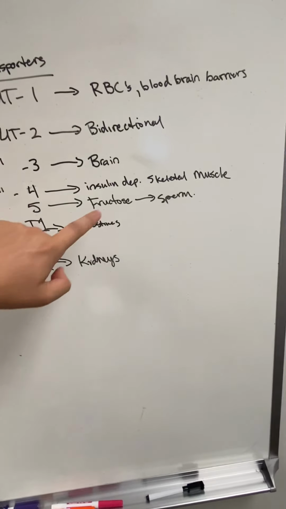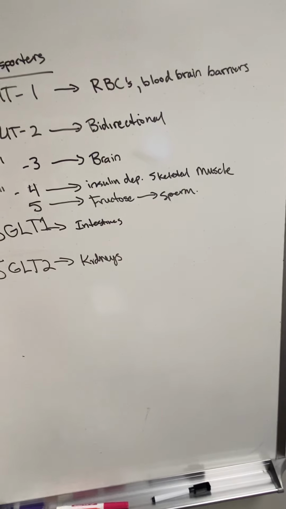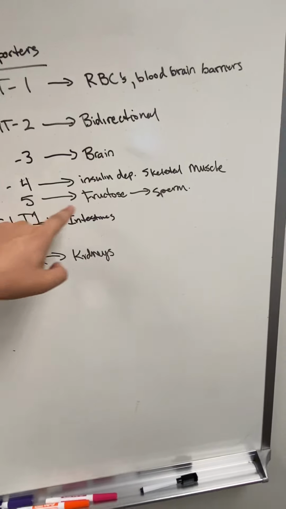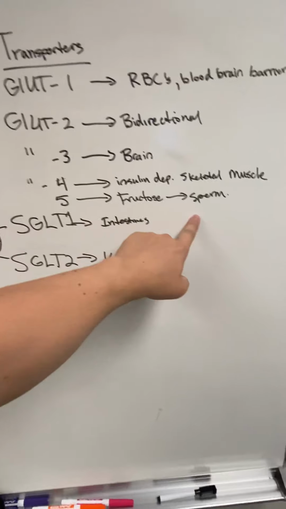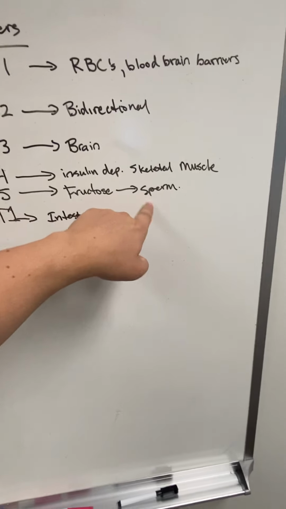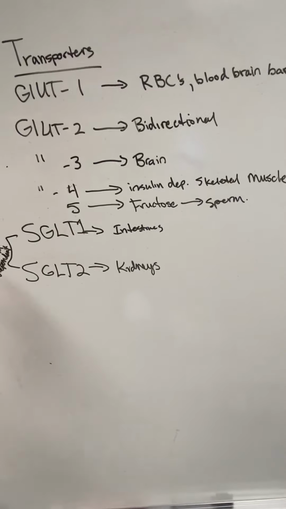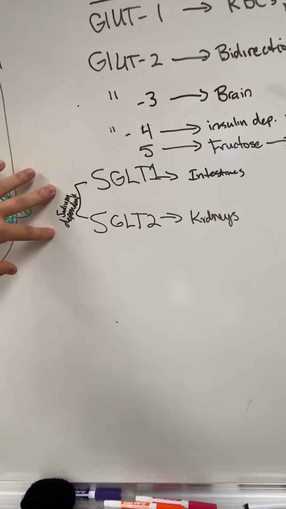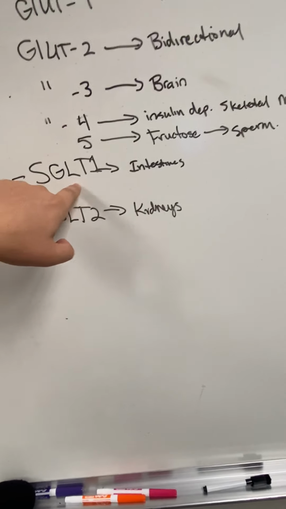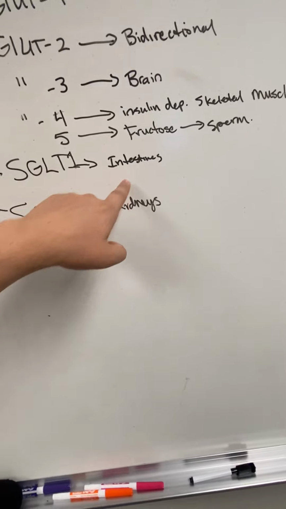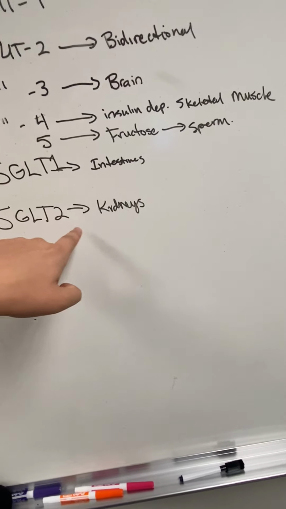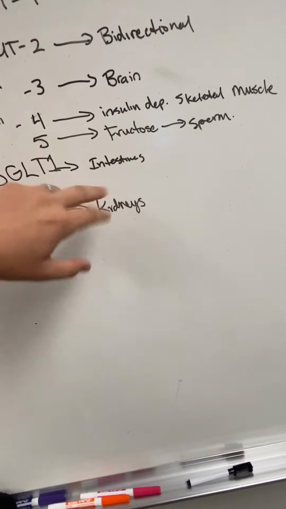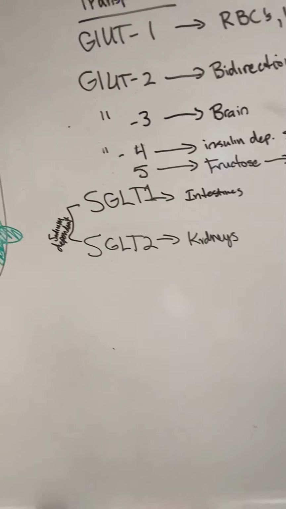GLUT5 is for fructose, so think of it like if you spell out 5, you have an F, right? So F and fructose, and he mentioned that it helps with sperm. So these are the two sodium dependent guys. We have the SGLT1, and that's mainly in the intestines, and then we have SGLT2, and that's mainly in the kidneys. So both the intestines and the kidneys process sugar.